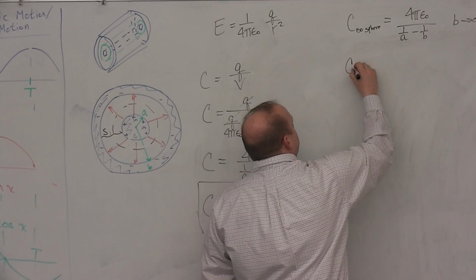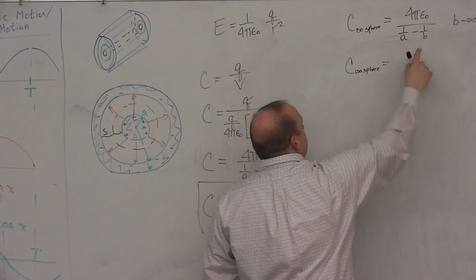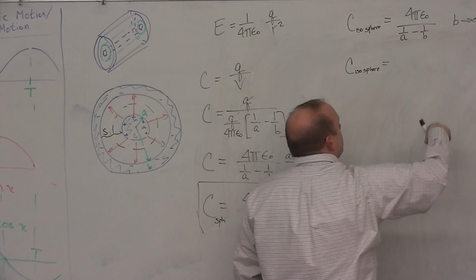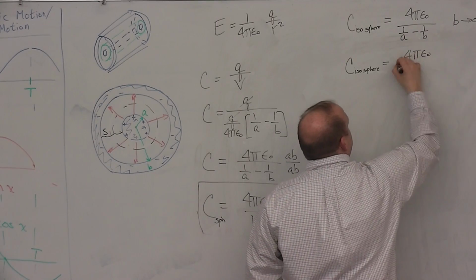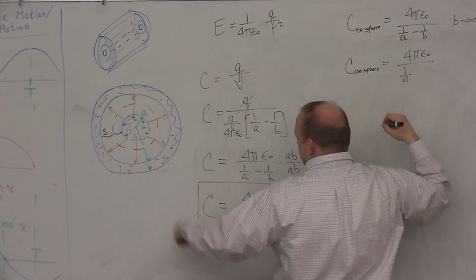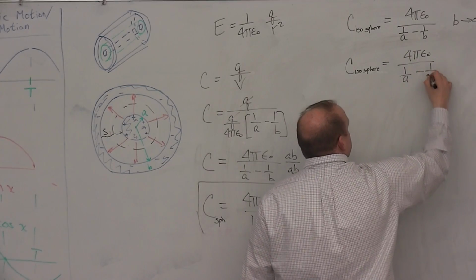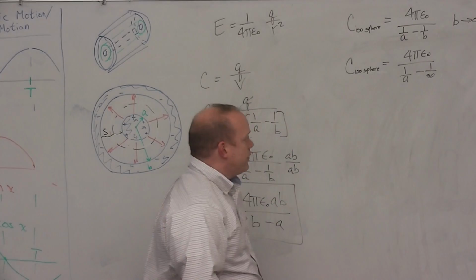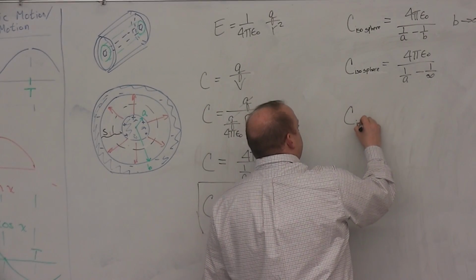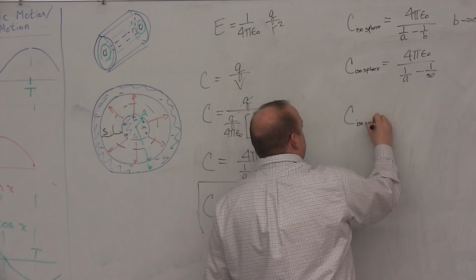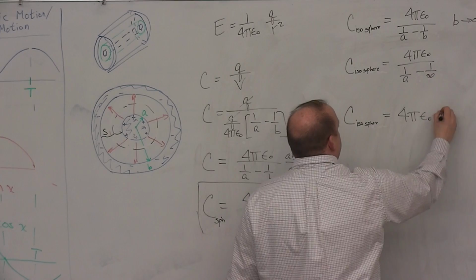Well, again, it doesn't matter that there's no charge actually on the sphere. It's just a property of the materials. So now, what I have here is 4 pi epsilon naught, 1 over A, that's still the doorknob radius, minus 1 over infinity. 1 over infinity is 0. So if you do this, the capacitance of an isolated sphere is equal to 4 pi epsilon naught A.